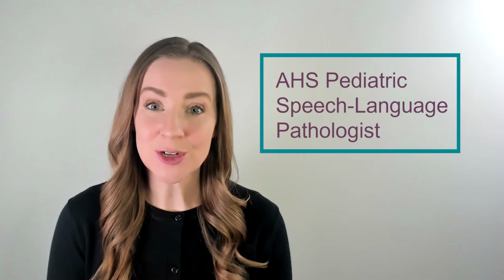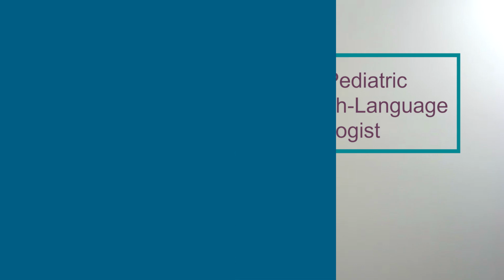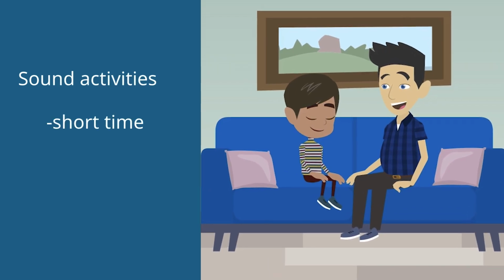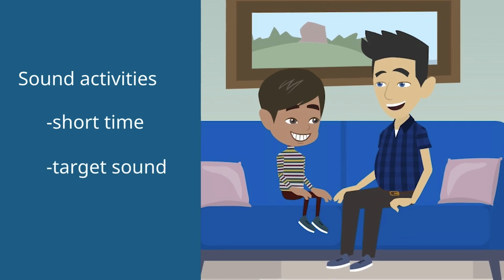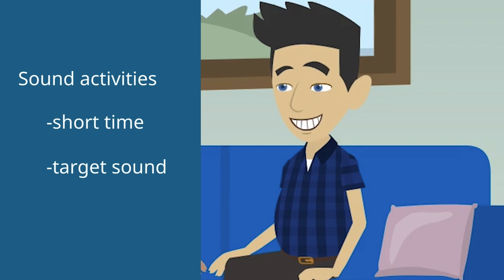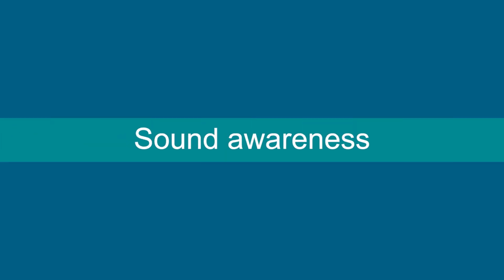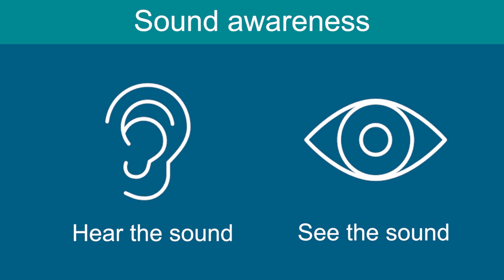In this video, you'll learn about using sound activities to support speech sound development. A sound activity is a short activity where you focus on a specific sound called a target sound. Target sounds are sounds that your child has difficulty saying. The goal of a sound activity is to create sound awareness. Creating sound awareness means that you'll help your child to hear and see how the sound is made.